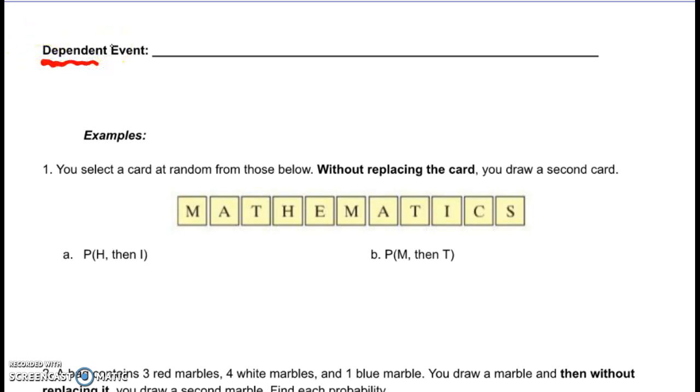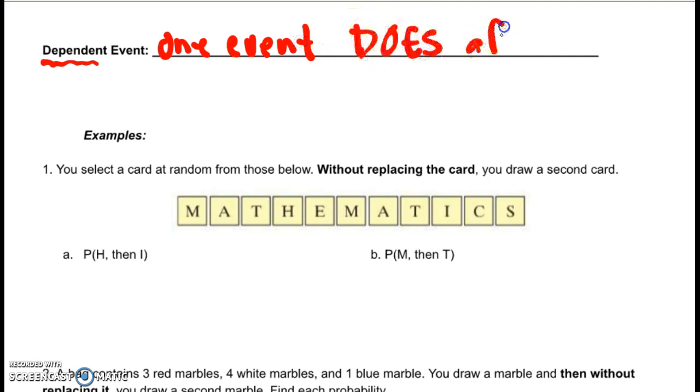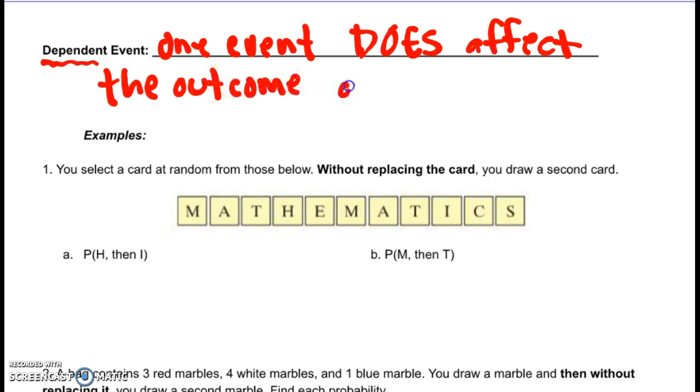And maybe you can guess by the word, and maybe you can guess by your definition of independent event, that in dependent events, one event does affect the outcome of the other.